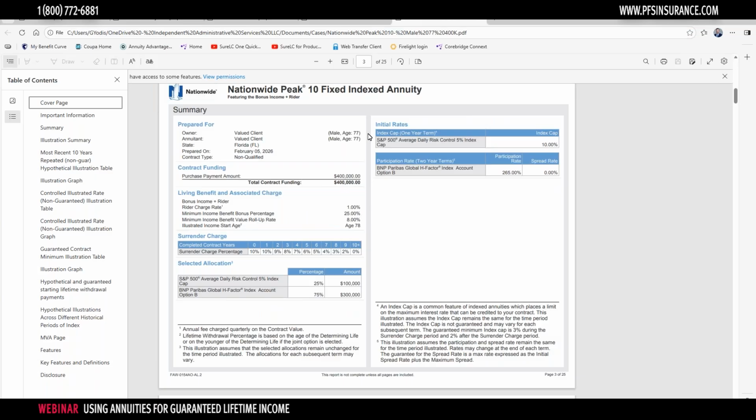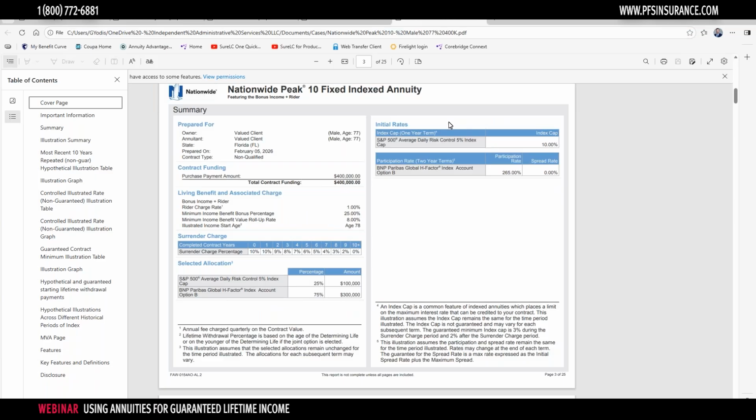In this case, because the client is a little bit older, 77, they wanted to start the income at 78, so waiting 1 year. You have a 10-year surrender on there. As always, annuities all have surrender charges if you're closing out the account and taking all your money out, but you can always take out 10% penalty free. In this case, we actually put two different indexes. We put an S&P 500 annual daily risk index, 25% in that, and then a little bit more aggressive global H factor, 75% in that.